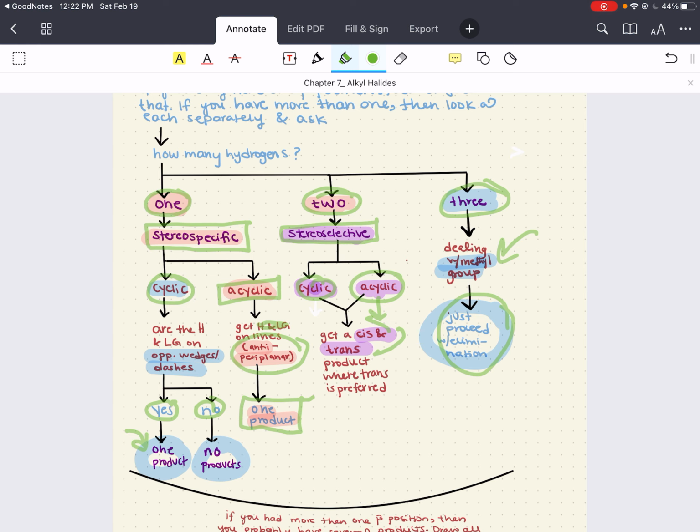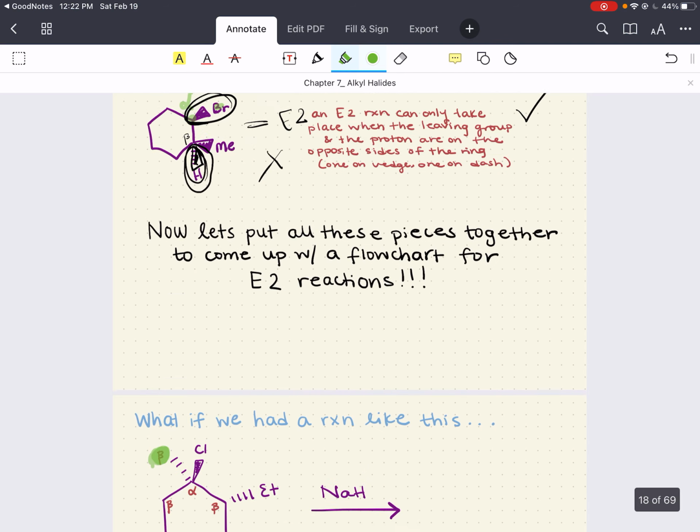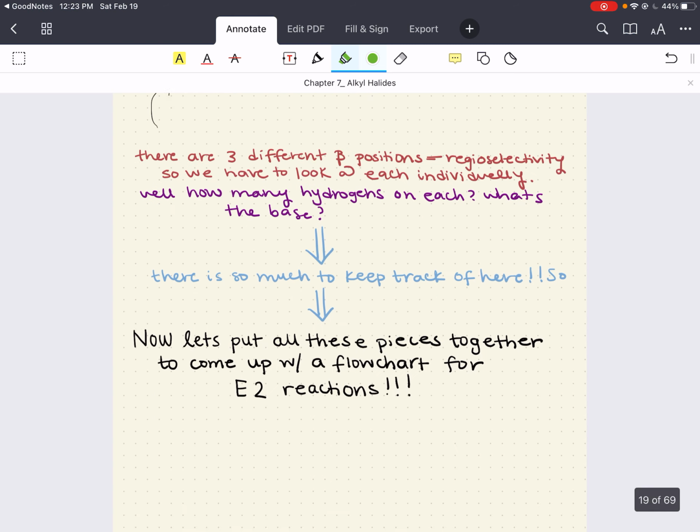Easy peasy. All right, now, you've identified all your beta positions. You've said how many hydrogens are at each beta position. And you've done all the steps to draw all the products for every beta position. Now, you want to identify your most substituted product. That's going to be your Zaitsev product. Your least substituted product is going to be your Hofmann product.